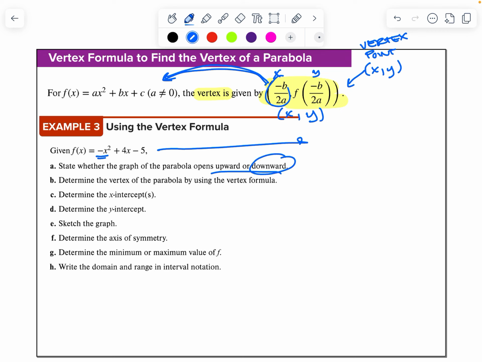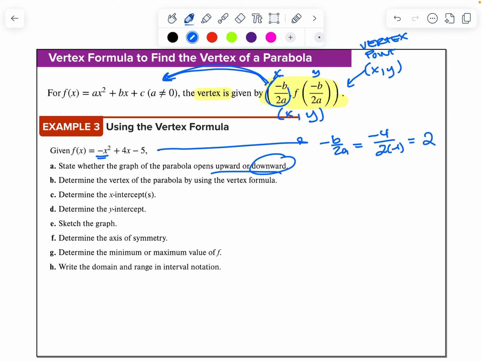That would be negative 4 over 2 times negative 1, which would be a positive 2. To find the y-coordinate, we just need to plug that positive 2 back into our original equation.